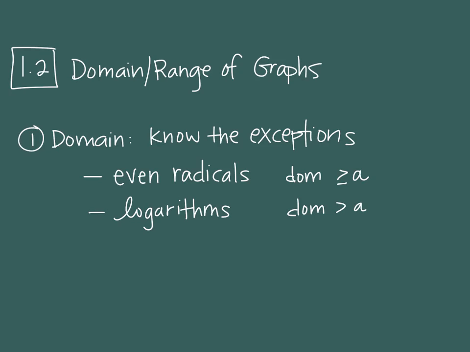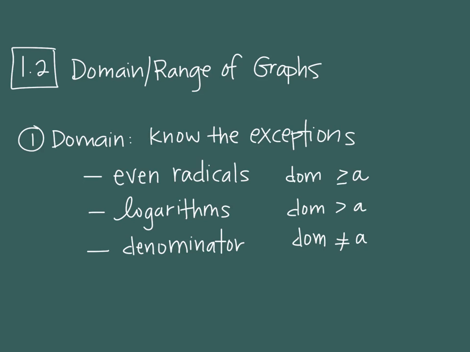And the third time, okay, so basically this has to do with the commandments of math. The first one, thou shalt not square root a negative number. Okay, so that's even radicals. Second one, thou shalt not take the logarithm of a negative number. Okay, third one, what else should you never do in math? You should never divide by 0. Okay, that's the third one, exactly. So anything with a denominator. And if you've got a denominator, then your domain is going to be not equal to a. Those are the only 3 exceptions.